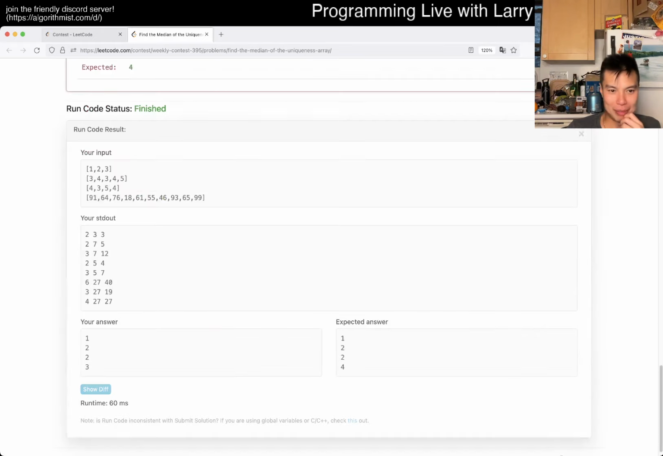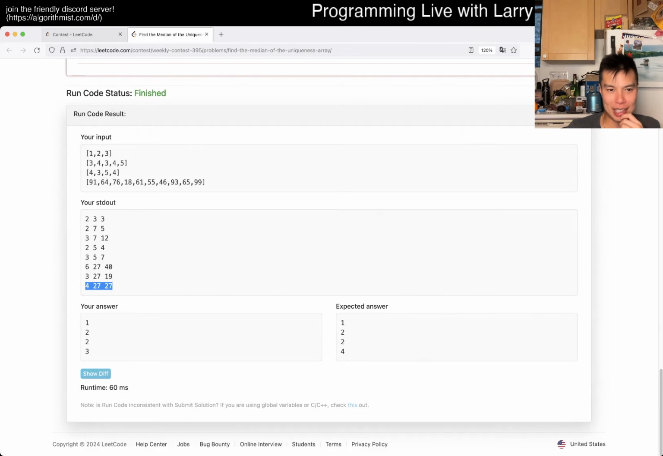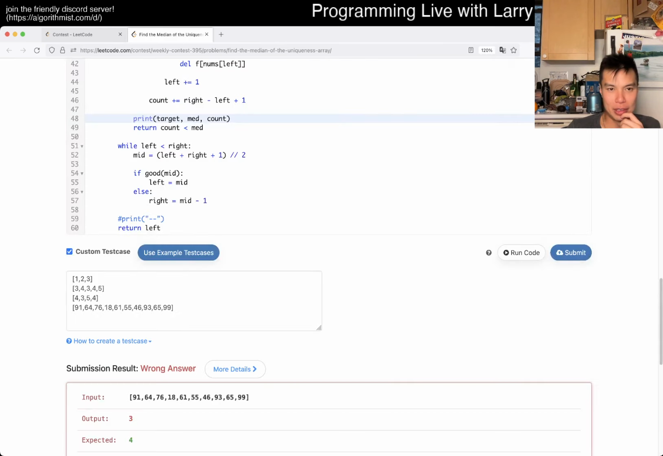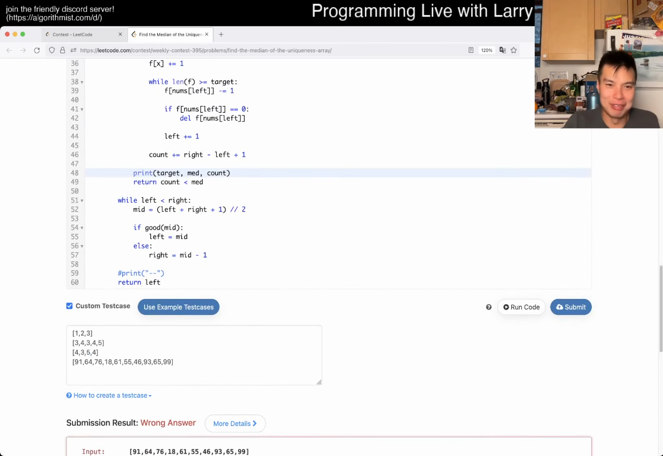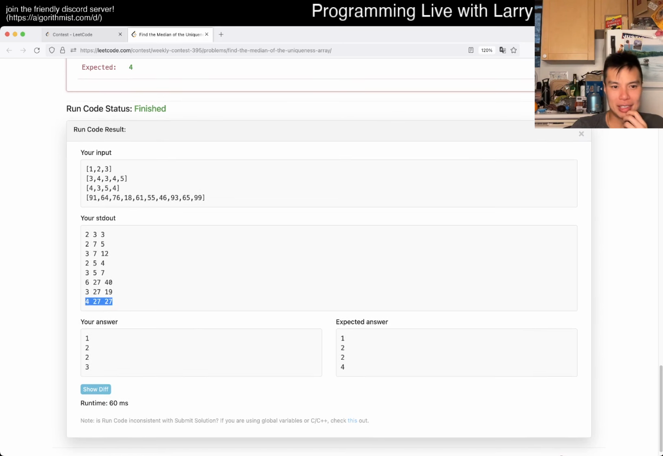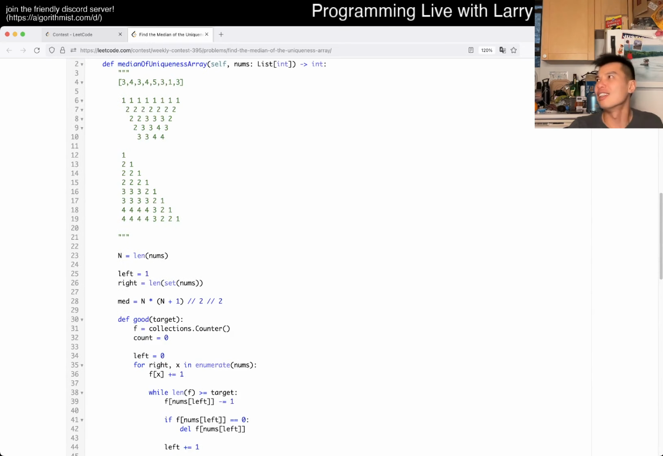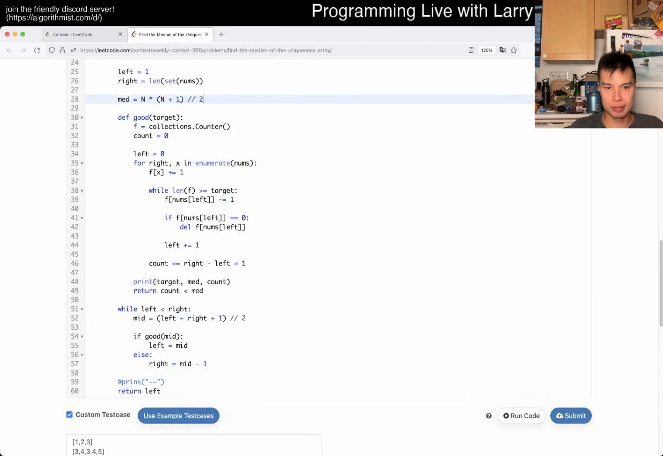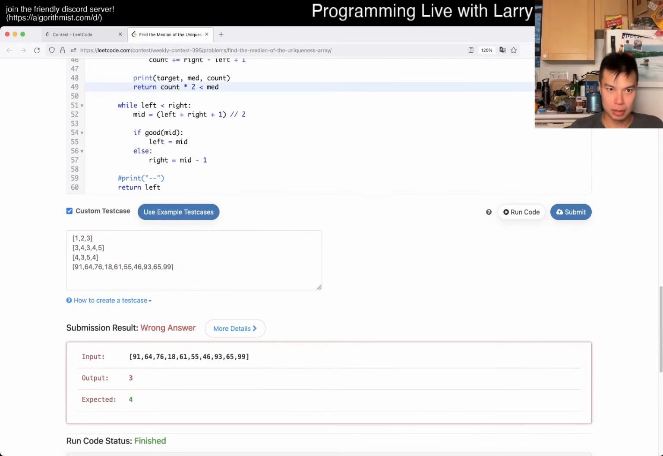I think I'm just missing some edge cases. Yeah, like 27 exactly, and I'm returning the wrong thing. Which is fine. I mean, this is doable. It is just me being dumb. Oh, because it's the odd-even thing. Yeah. This is off by one on the median.